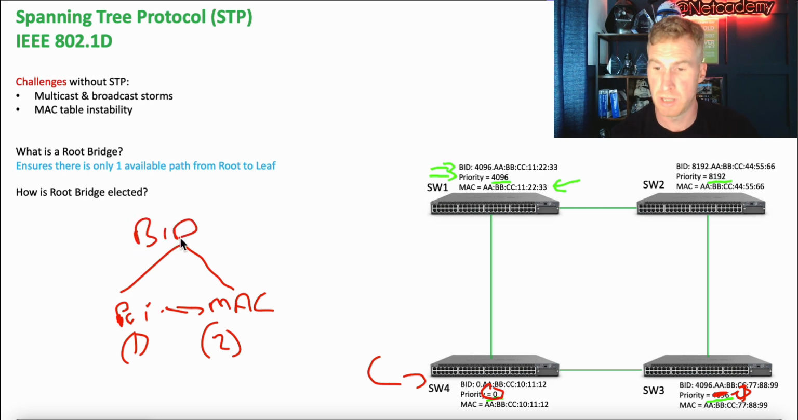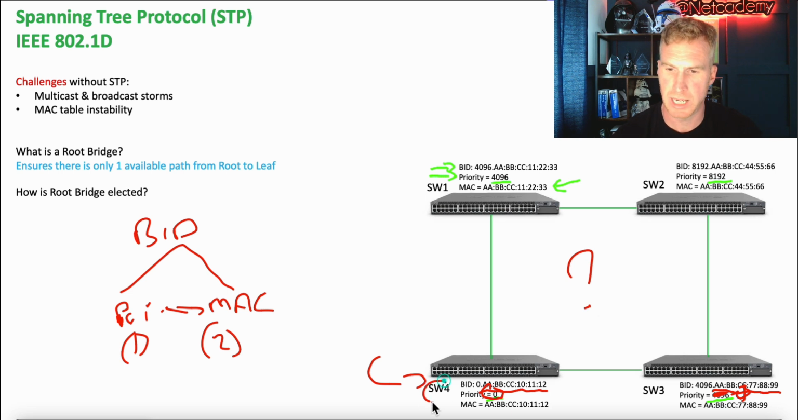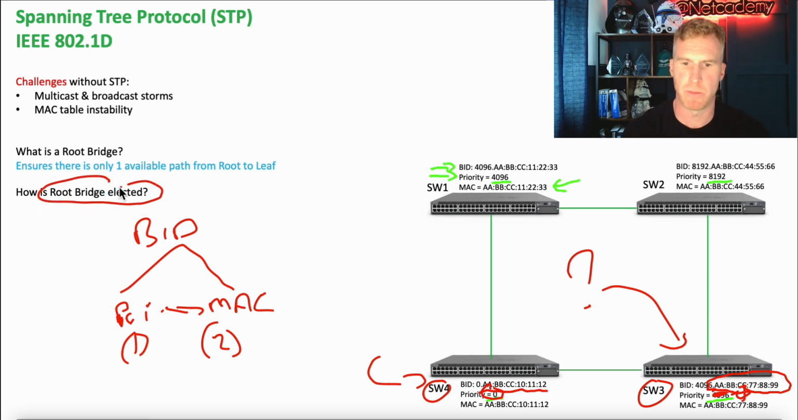So what you've got to then look at is what is the lowest MAC address. So we've got AA, BB, CC, 10, 11, 12 for SW4. And then we've got AA, BB, CC, 77, 88, 99 for SW3. If there was a tie in priority, which one would be the root bridge? Would it be SW4 or would it be SW3? The answer is it would be SW3 because it has a lower MAC address, of course. And that is how a root bridge is actually elected. And again, to summarize, first it looks at the priority value. If there's a tie, it then looks at, secondly, the lower MAC address.